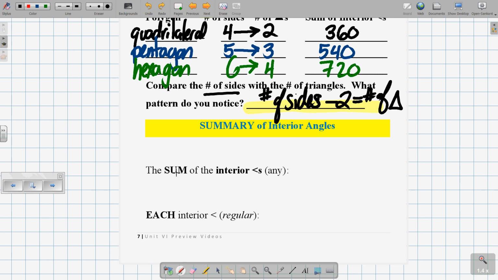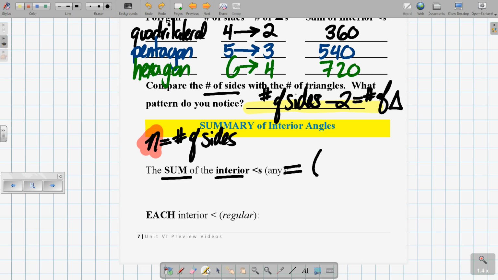So this is true of all interior angles. If I want to find the sum of the interior angles, put an equal sign, we're going to use the variable n to represent the number of sides. So to find the sum of the interior angles, it's going to be the number of sides minus 2, that'll get me my number of triangles, times 180.